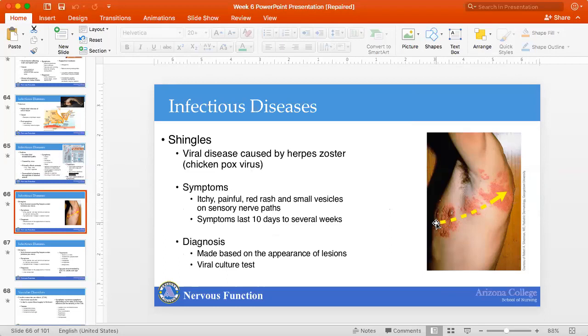Typically what you see is this dermatomal path of this nerve distribution. The herpes zoster virus, after someone has it, lodges in the sensory nerves, and then could become irritated. And so what it'll cause is this painful red rash with these small fluid-filled vesicles along that sensory nerve pathway. Typically, symptoms last 10 days to several weeks. Diagnosis is based on the appearance of the lesions and viral culture tests.